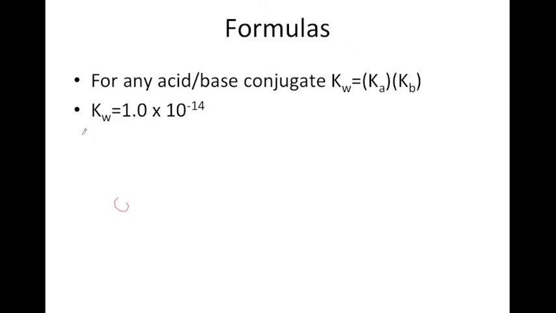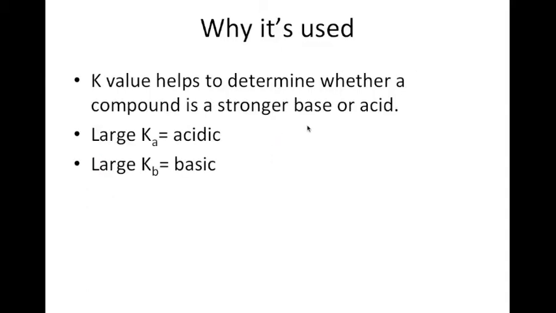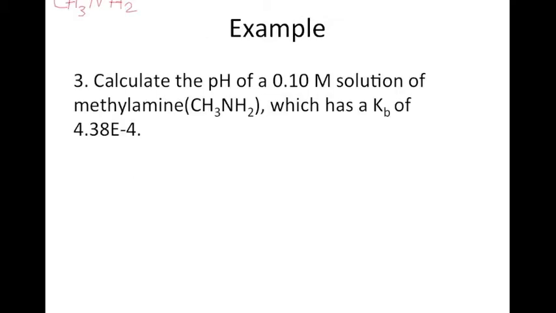Formulas. For any acid-base conjugate, Kw equals Ka times Kb. So using that, we can determine that Ka equals Kw divided by Kb, and Kb equals Kw divided by Ka. Why it's used: the K value helps to determine whether a compound is a stronger base or acid.